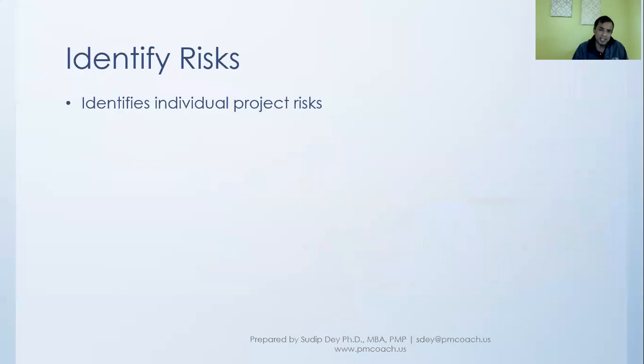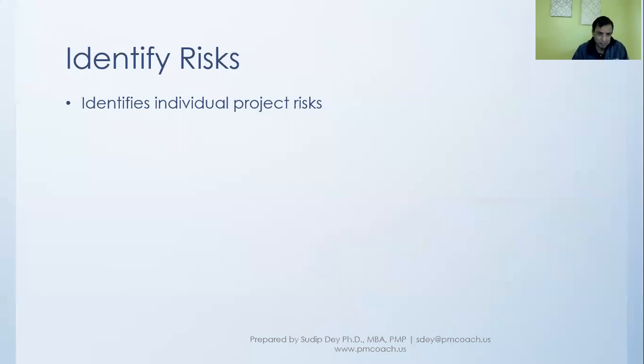So identify risk does a few things. One is it will identify individual project risks. We talked about that. What is an individual project risk? Basically, individual project risks are risks that will be affecting project objectives, one or more project objectives.